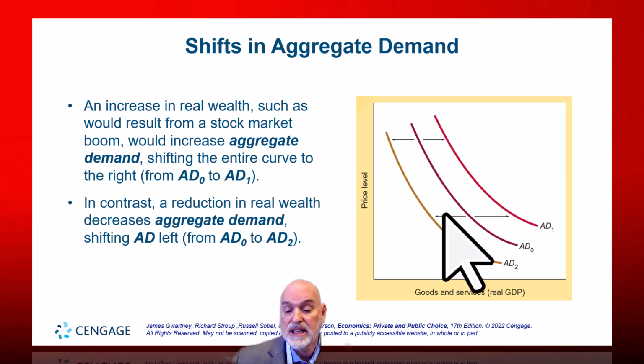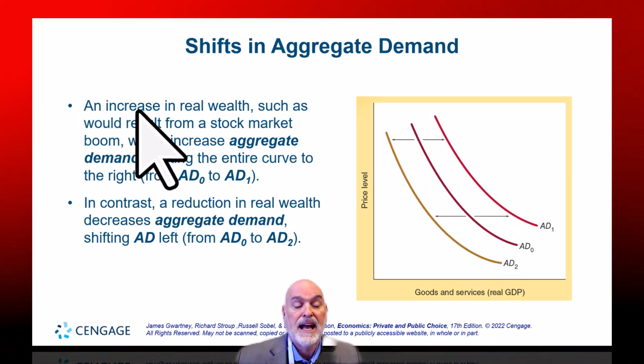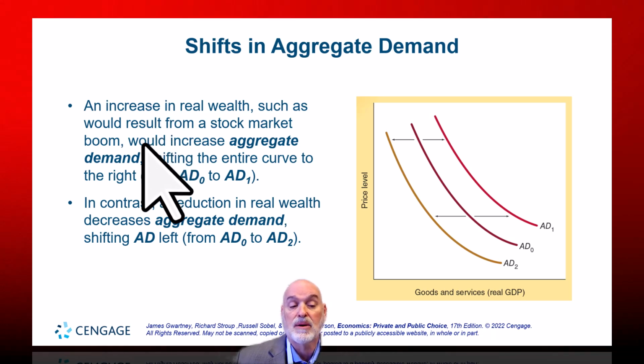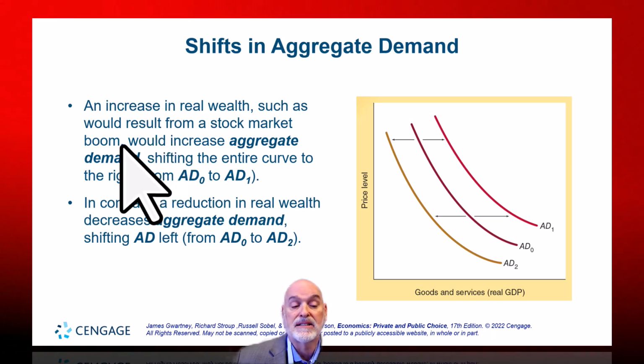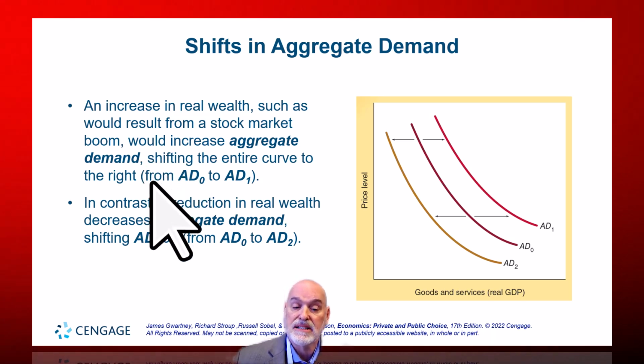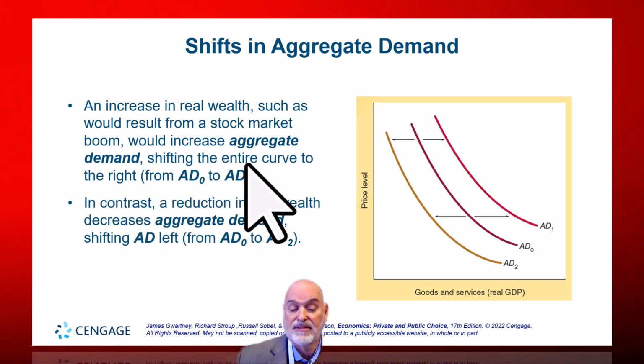When we're taking a look at shifts in aggregate demand, an increase in real wealth, such as would result from a stock market boom, would increase aggregate demand, shifting the entire curve to the right. In contrast, a reduction in real wealth decreases aggregate demand, shifting AD to the left.